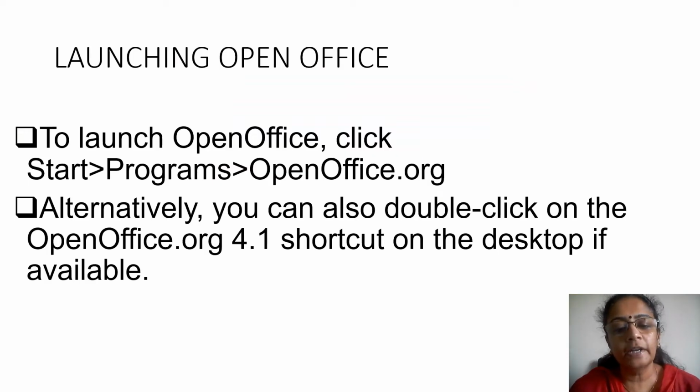Once we have downloaded the OpenOffice software and the Java runtime, we are now ready to work on the database software which we are going to start today. So for that purpose, you need to click on OpenOffice by clicking on Start, Programs, openoffice.org, or alternatively, when you are downloading, you can also create a shortcut for OpenOffice on your desktop, so it will be easily available for you. You simply have to double click on it and open the application.